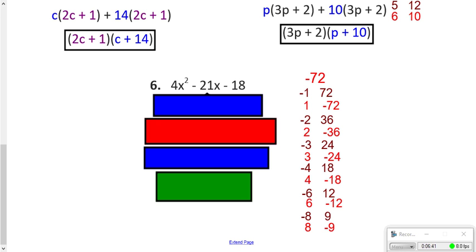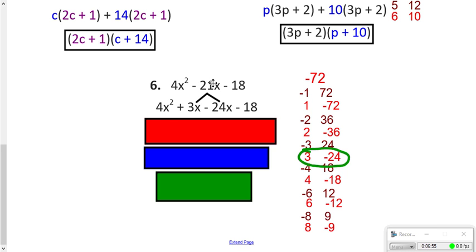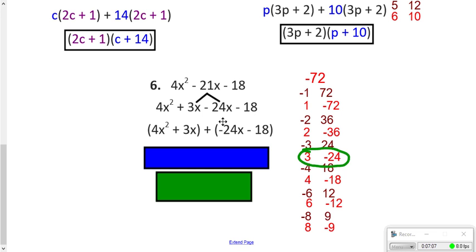Which of these groups, or which pair, will add up to negative 21? That will be right here, positive 3 and negative 24. So we split negative 21x into positive 3x minus 24x. Again, these two factors. Now we split these groups of 4 into two different groups. 4x squared plus 3x plus, because of this minus here, we consider this a negative 24x minus 18. So we have one group and another group.